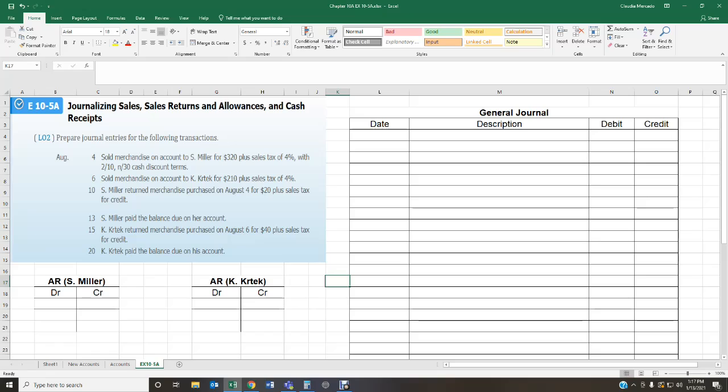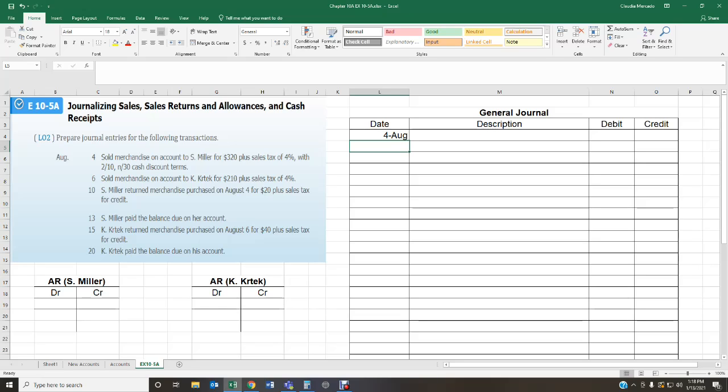It says prepare journal entries for the following transactions. And then we're given six transactions that are happening. We're going to go one at a time, and we're going to go in date order. So we're going to start off with a transaction dated August the 4th. It says here that you sold merchandise on account. So what does that mean? You sold it, but they haven't paid you yet. That's what it means. So you sold merchandise to S. Miller for $320 plus a sales tax of 4% with 2/10, n/30 cash discount terms.